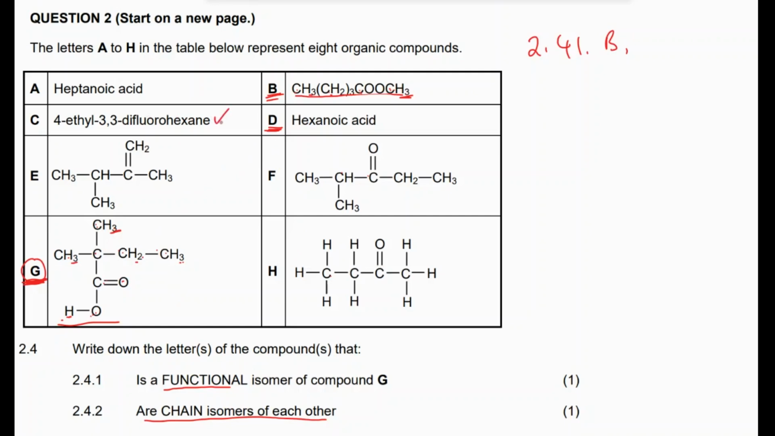This is heptanoic acid. Okay, 7 carbons here. 1, 2, 3, 4, 5, 6. So it should be D and G. They have the same molecular formula. It's only that they have different types of chains. They have different structural formulae. It should be D and G.